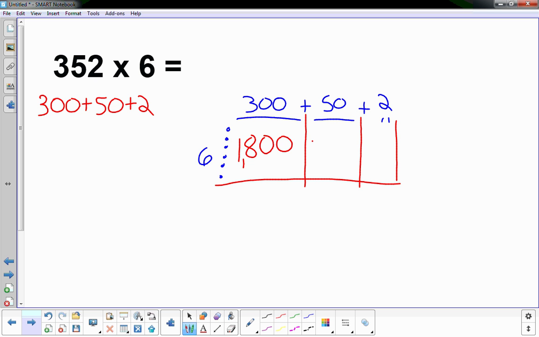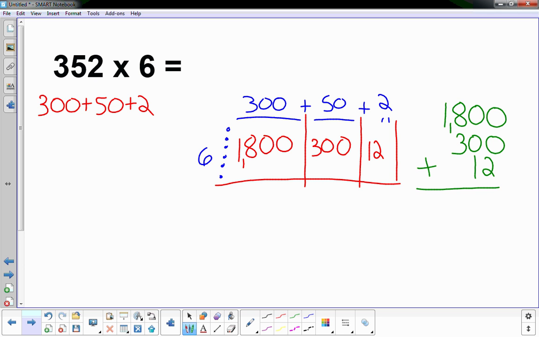6 times 5 is 30. Then there is a 0 in 50, so I'm just going to put that into there. And I have 300. 6 times 50 is 300. 6 times 2, that's 12. Now I simply add my partial products. 1,800, 300, and 12. And I just add those. 2, there's a 1, 8 and 3 is 11, carry the 1, 2,112.